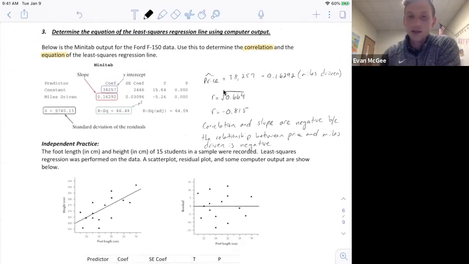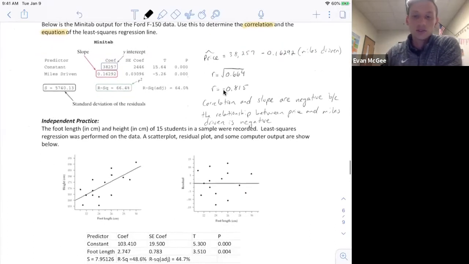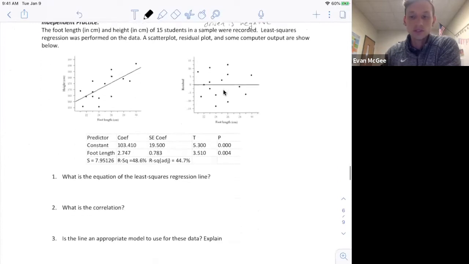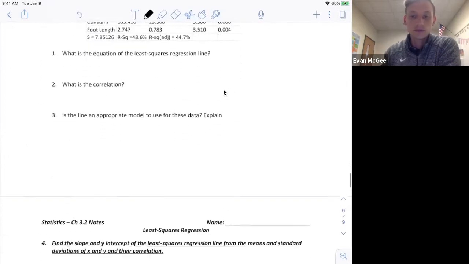So I know that from the previous graphs, there's that negative downward slope. So try and apply these concepts to do this independent practice problem. You can pause the video, but I'll keep going here.